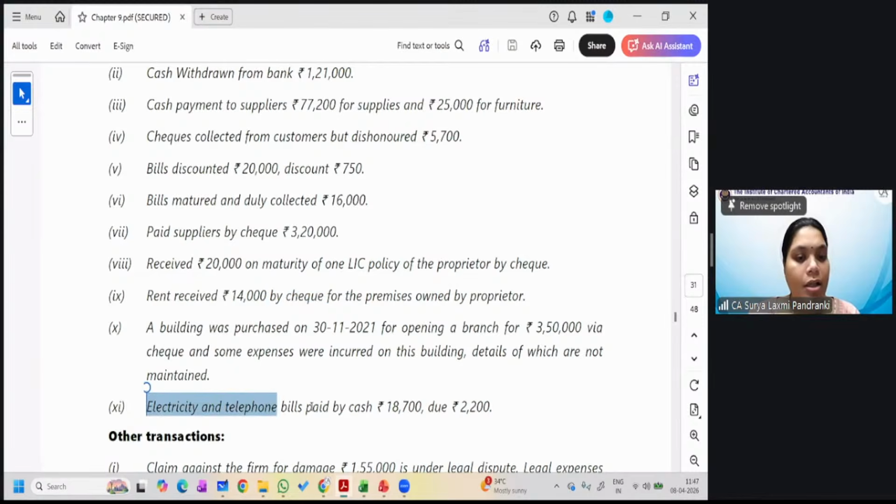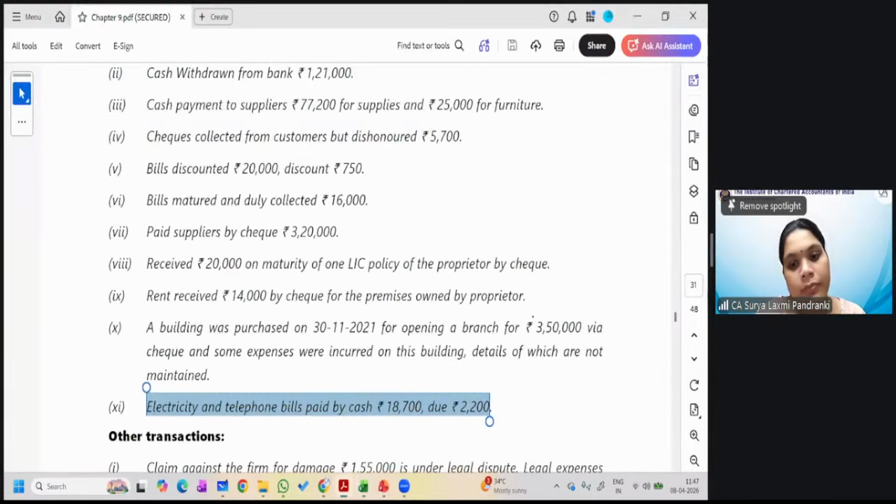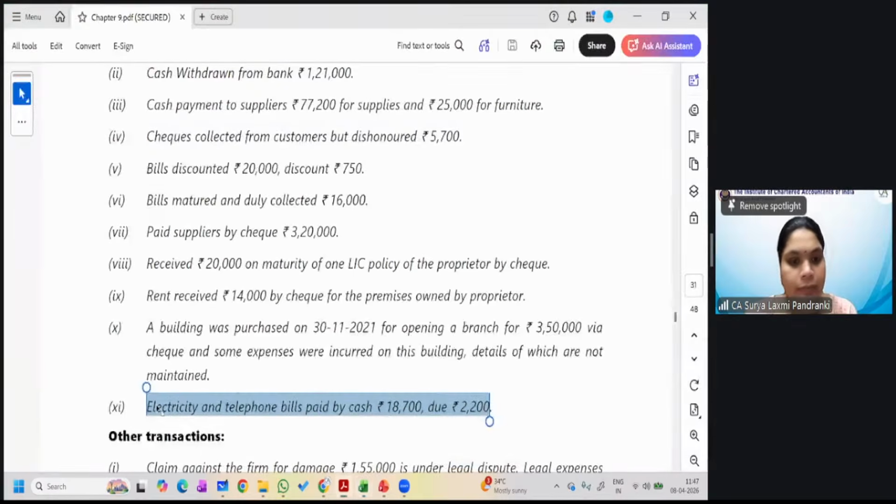And what is the other last transaction? By electricity and telephone bill, 18,700 in the cash column. 18,700. Correct? Anything else that we have? We have recorded all the transactions.